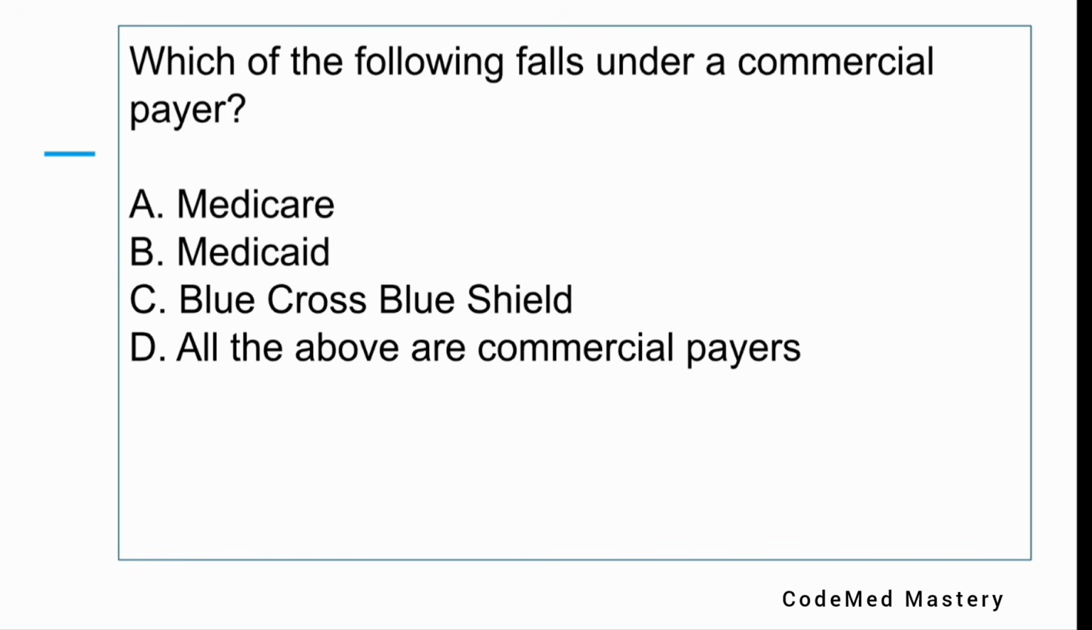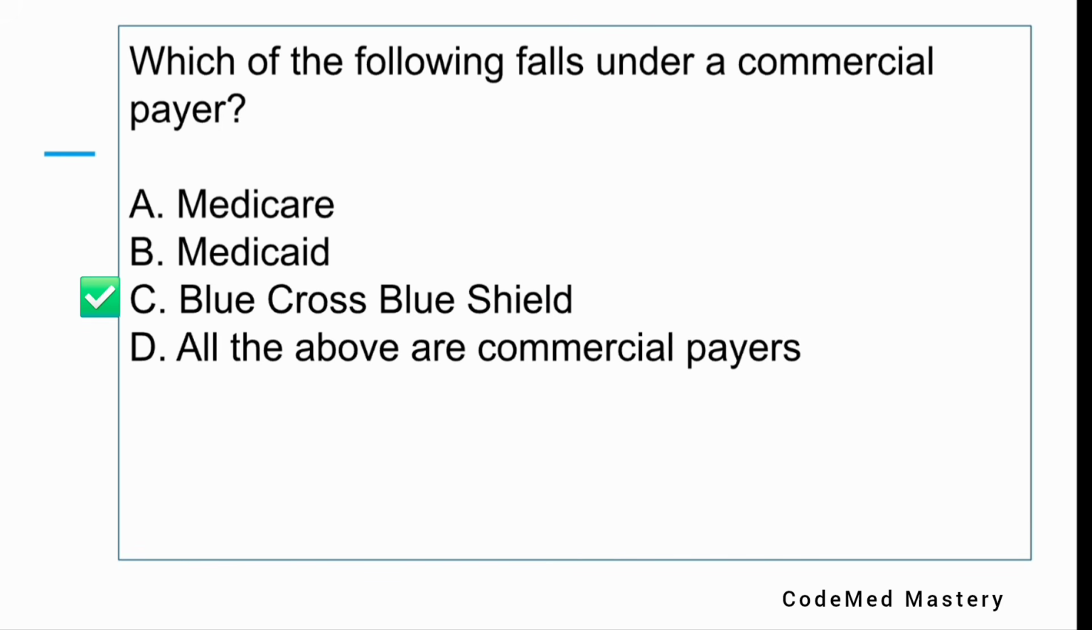Next question. Which of the following falls under a commercial payer? Option A, Medicare. Option B, Medicaid. Option C, Blue Cross Blue Shield. And option D, all of the above are commercial payers. The right answer is option C, Blue Cross Blue Shield.